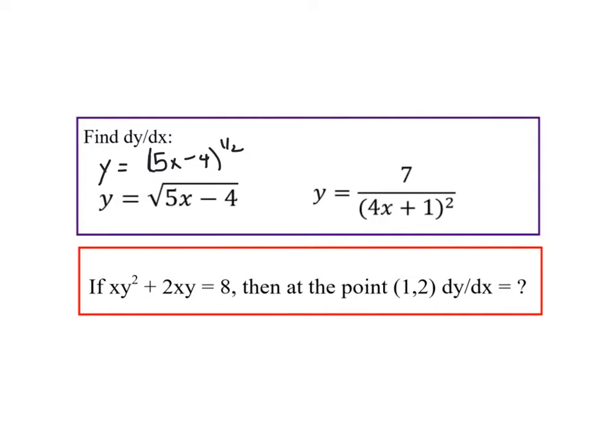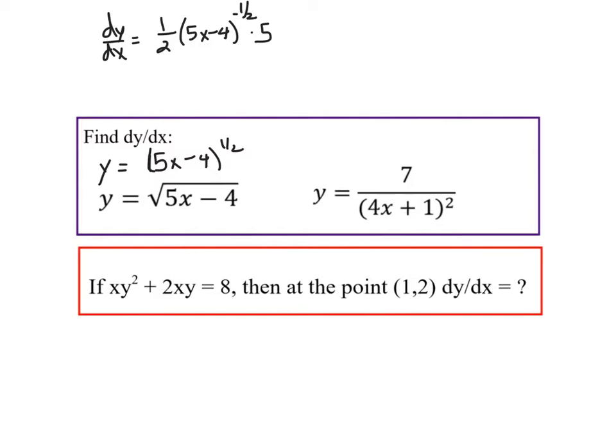So the derivative, if I can work it up here, dy/dx is equal to, I bring the 1/2 up front, I leave the inside alone, so it becomes 5x minus 4, now it's to the negative 1/2, and then multiplied by the derivative of the inside, which is 5. Okay, so the calculus portion of this is now done.